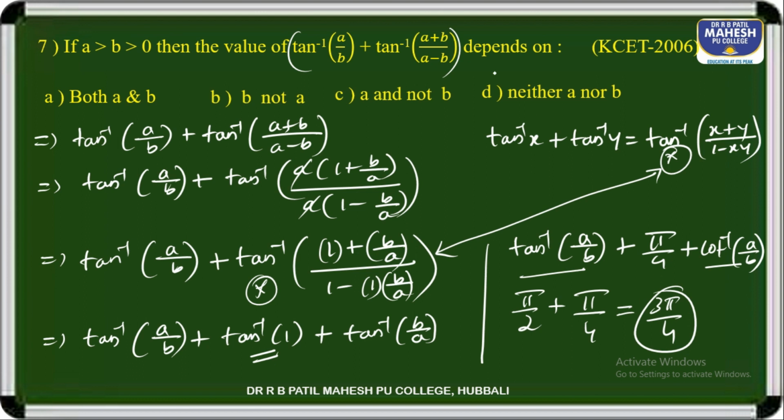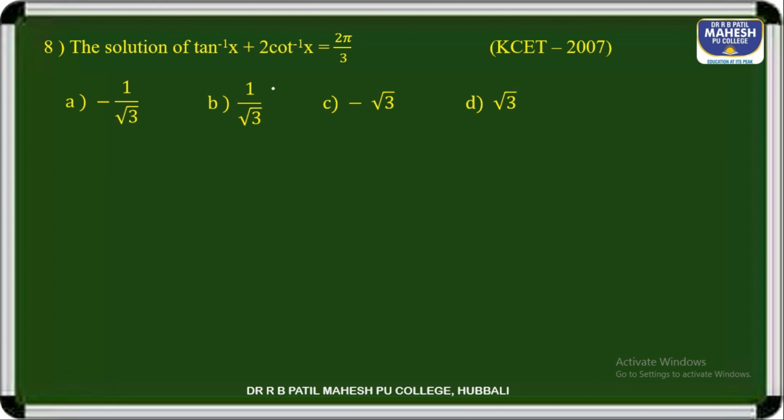Now does this 3 pi by 4 depend on both a and b? No. B not a? No. A not b? No. This 3 pi by 4 definitely does not depend on a and b. So neither a nor b is the correct answer. So the 3 pi by 4 depends neither on a nor b. Hence the solution. Next question, number 8, asked in the year 2007 KCET.